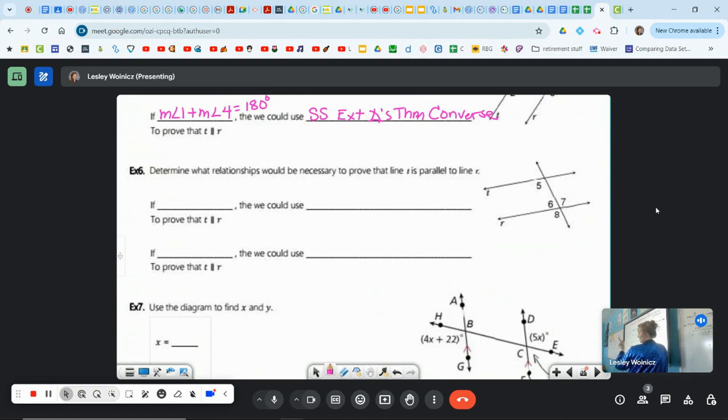Okay, they are alternate interiors. What would they have to be to each other? Can they be different and the lines are parallel? No. Okay, what do they have to be? Okay, so if angle 5 is congruent to angle 7, then we could use the alternate interior angles theorem. What? Converse. Because we're going backwards.